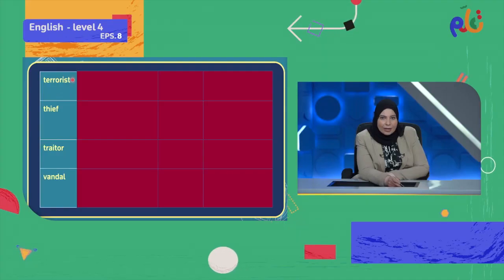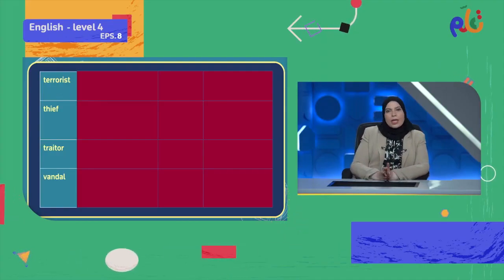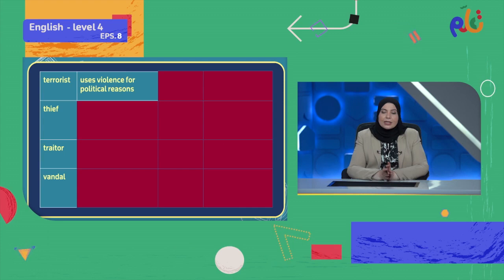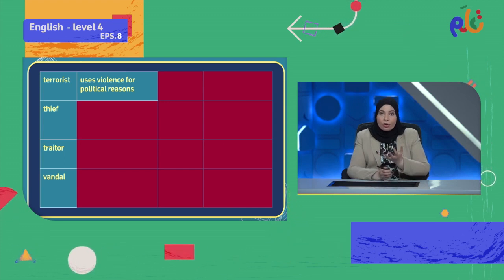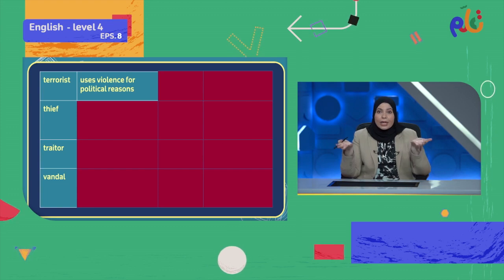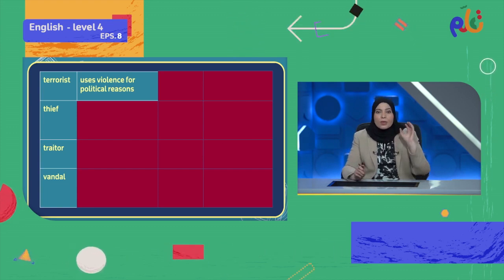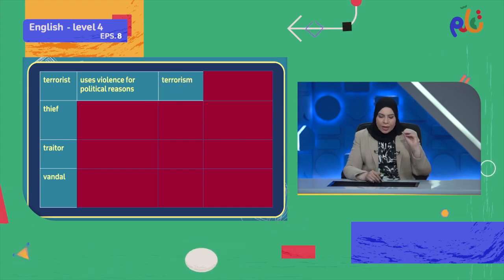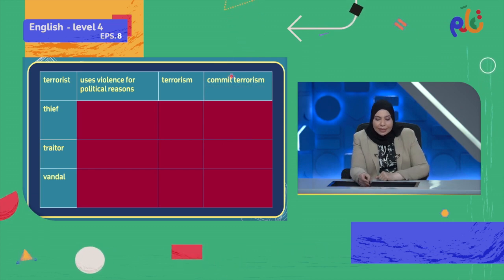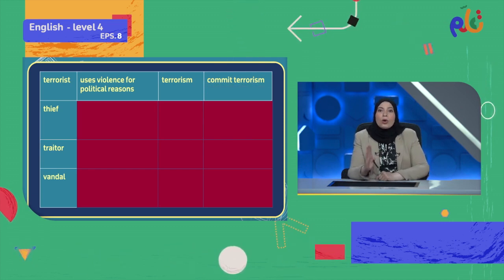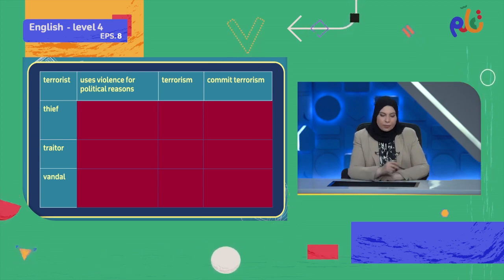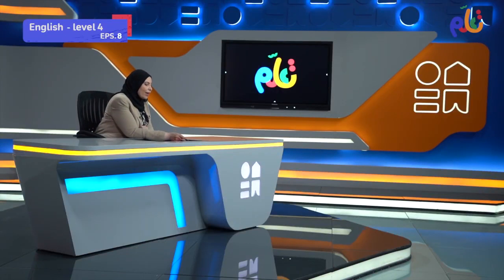And here we have terrorist. Terrorist, if you remember the crime, it was called terrorism. A terrorist uses violence for political reasons to cause horror in the street. So scaring people in the streets for political reasons. This is called terrorism. The crime is terrorism. And the verb is commit terrorism or to terrorize. Terrorize or commit terrorism.